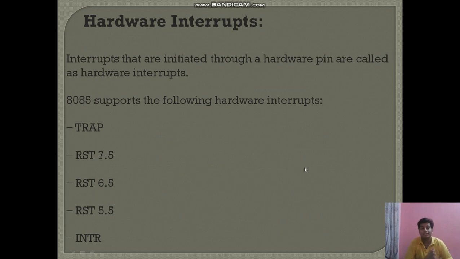So now we will see what hardware interrupts are. There are basically 5 types of hardware interrupts, and these interrupts are initiated through the peripheral pins of the microprocessor.